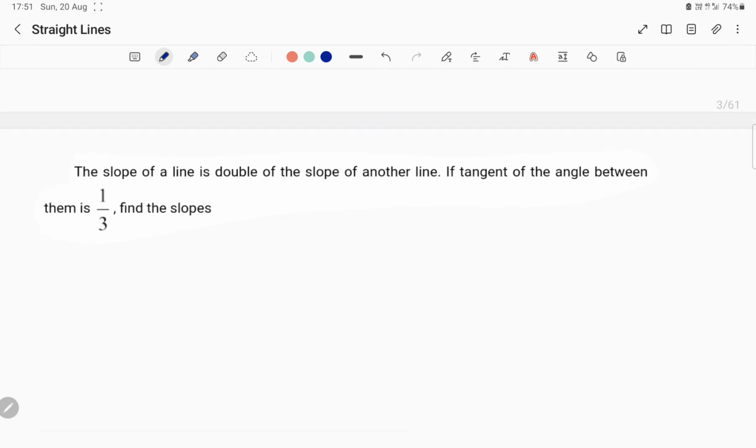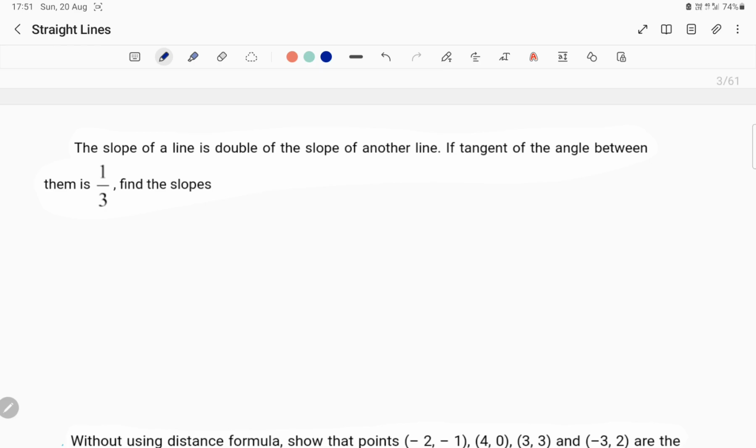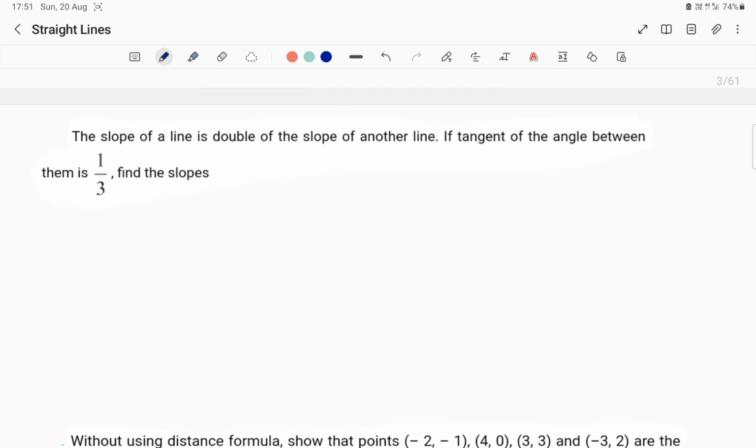Okay, I might be going a little quick, so in case you are missing out, change the play speed and make it 0.5 or 0.75, and then you can listen to the discussion.